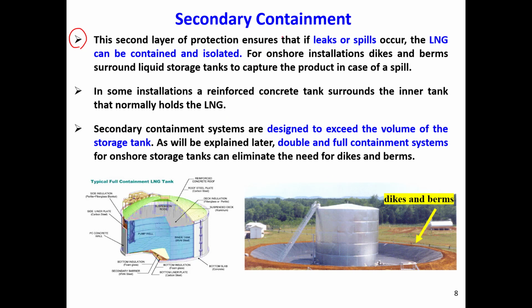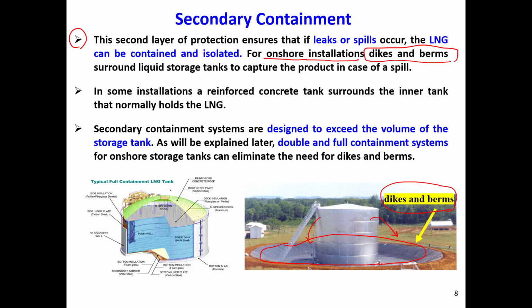For example, for onshore installations, if the tank is installed onshore, we can design dikes and berms. In this photo, I have shown the dikes and berms. That is an area around the tank that we prepare and fill with concrete or another isolation material, in case you have a spill of liquid or vapor, so that the contamination doesn't go to the land or the soil. It will be collected in this dike area. This is one of the ways that we can protect the environment around the tank.